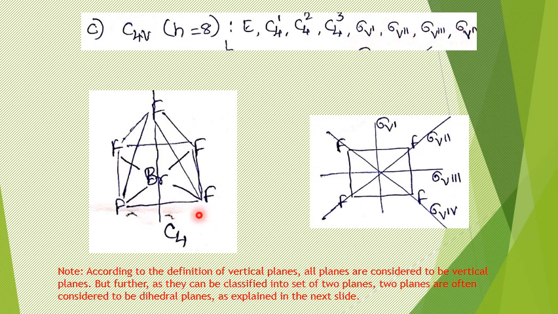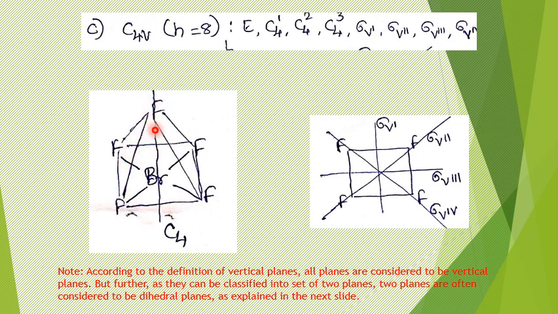So consider this molecule BrF5. This will belong to this C4V point group. Now the C4 axis has been demonstrated here. This is a square pyramidal molecule, a square based pyramid. So it's a square and one atom will be above the plane.